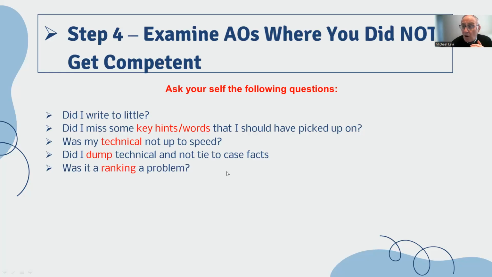Was it a ranking problem? Bottom line is, it could be that I came up with a really bad budget and I just allocated too little time to this required. And as a consequence, I just didn't have enough time to get competent. There, I got to go back and rethink the way in which I'm doing my ranking.